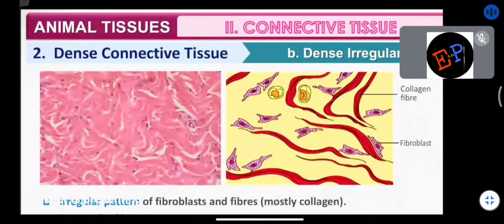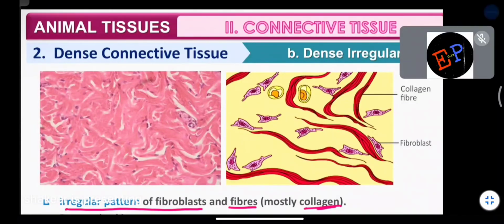Then we study dense irregular connective tissue. It has an irregular pattern of fibroblasts and fibers. There is no regular pattern here, and it is mostly made up of collagen. The fibroblasts are mostly collagen-secreting fibroblasts. Where can you find them? In the skin. The connective tissue of the skin is made up of dense irregular connective tissue.